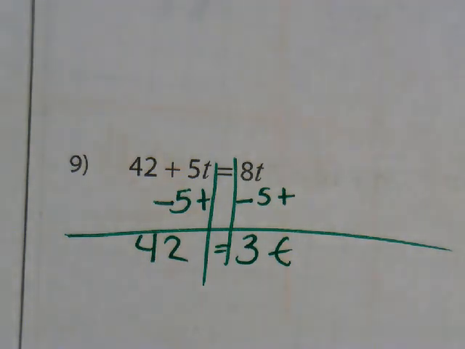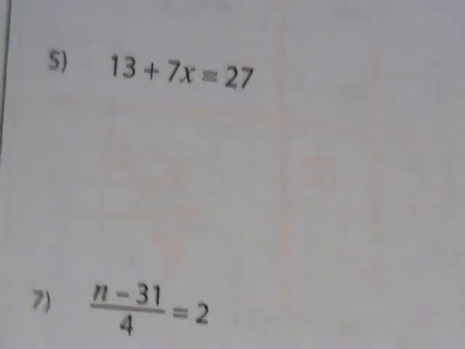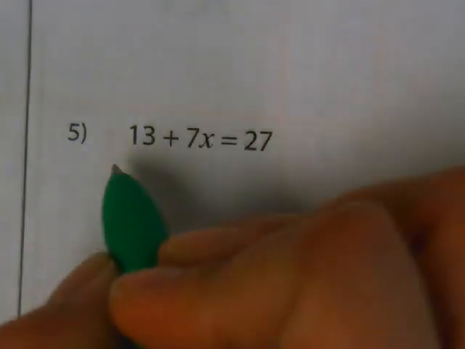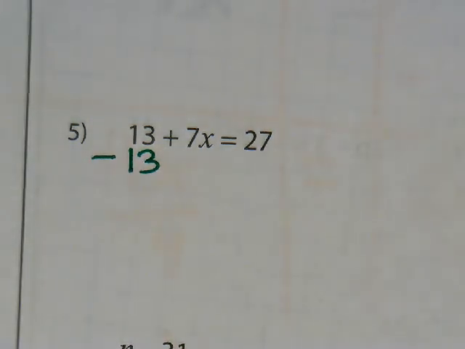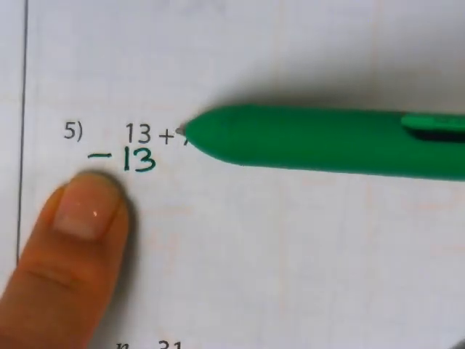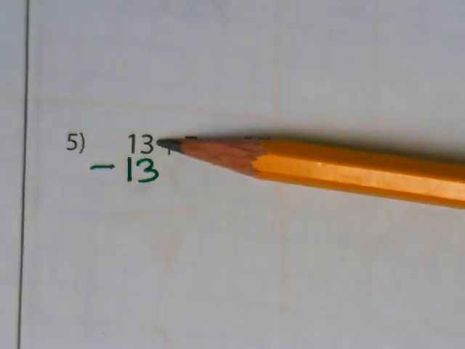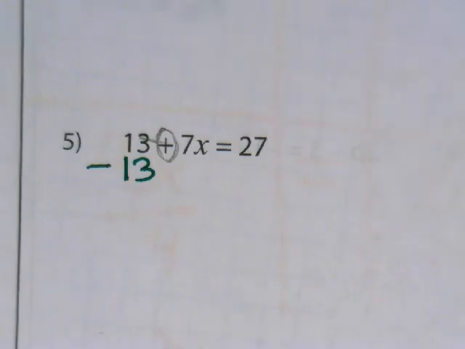Another thing that I've been seeing that is not correct, that you have to stop doing, is look at number 5. I have to move the 13 first. How do I move it? Minus 13. You have to write it with a minus in front of your number. You're not saying minus 13 because there's a plus sign here. If I ignore all of this, how do I get 13 to equal 0? Minus 13. It has nothing to do with this. This belongs to the 7x.